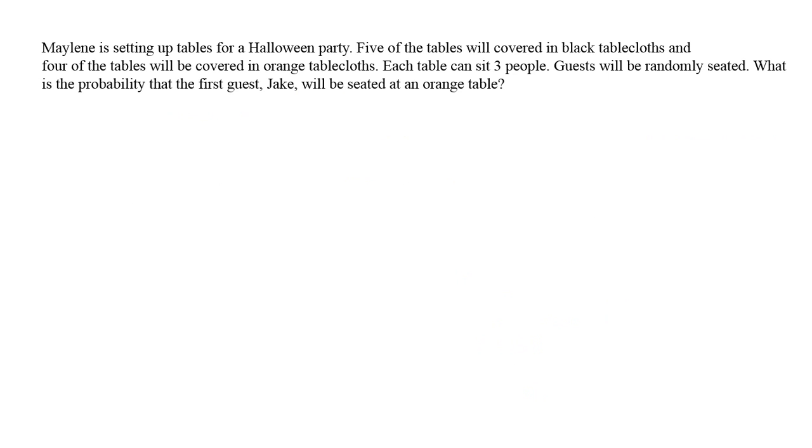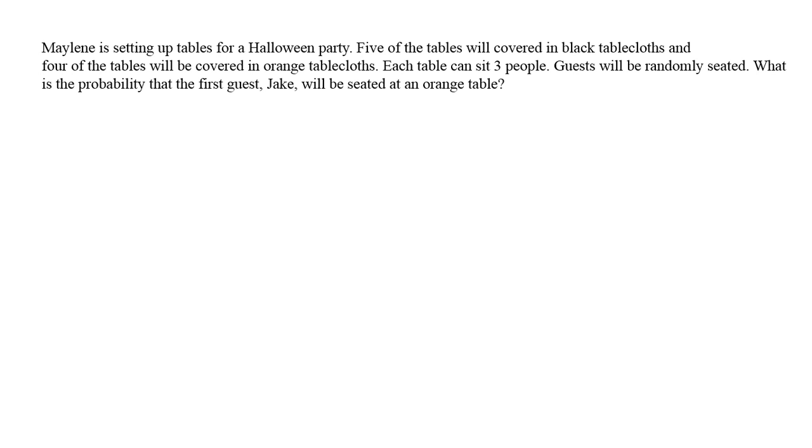Okay, here's another question. This one is not multiple choice, but it says Maylene is setting up tables for a Halloween party. 5 of the tables will be covered in black tablecloths, and 4 of the tables will be covered in orange tablecloths. Each table can sit 3 people. Guests will be randomly seated. What is the probability that the first guest, Jake, will be seated at an orange table?